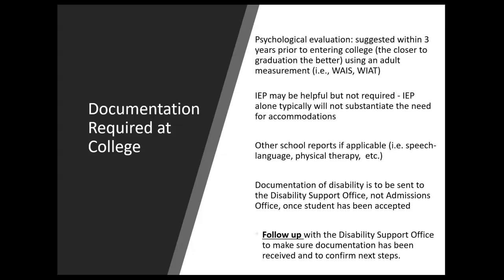We suggest that you send your documentation to the Disability Support Office on the campus that you're applying to, and not necessarily the admissions office. This way it gets right to the office that needs the information, and you may want to send this information after the student has been accepted to the college. Once a student's been accepted and you feel like they've received the disability documentation, we suggest that the student follows up with the Disability Support Office at that college to make sure the documentation has been received and confirm what next steps there are.